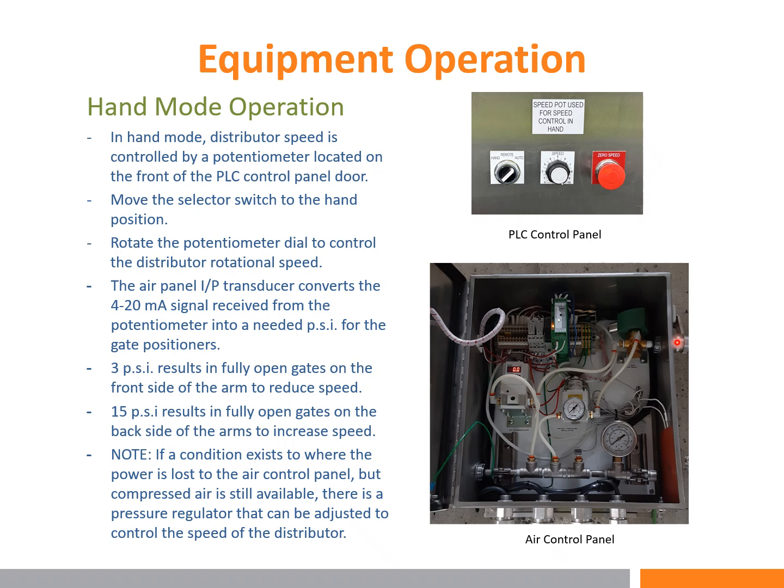If there is a loss of power, this solenoid valve will close, and now the air will come through this tubing, through this pressure regulator and up and out to the rotary distributor. But the air pressure can be varied using this air pressure regulator right here. So you can adjust the pressure to control the speed if you still have compressed air, but the air control panel is off.